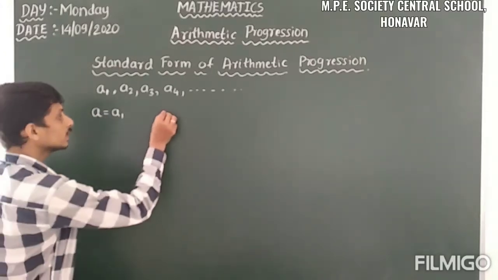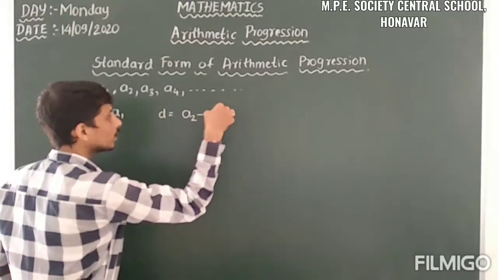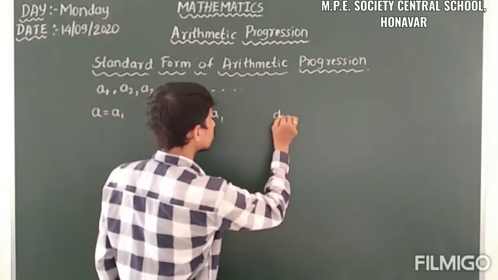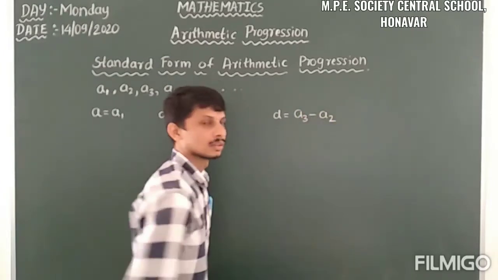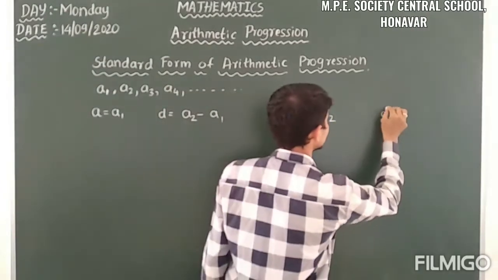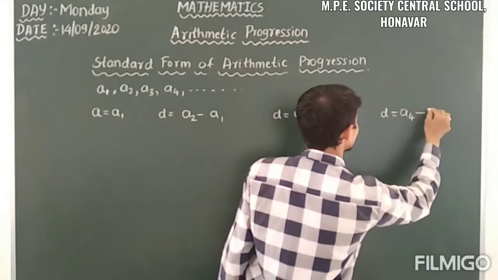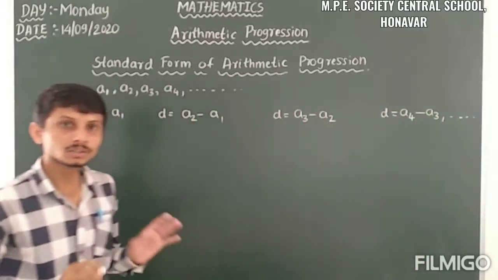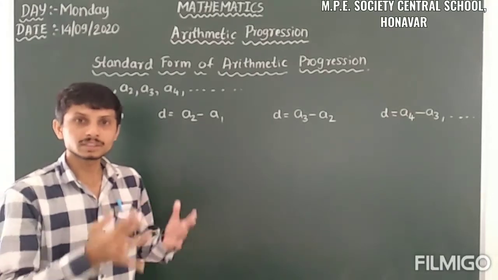Then what is D here? D is equal to A2 minus A1. Likewise D is equal to A3 minus A2. Then the next one is D is equal to A4 minus A3. Likewise it continues. Here we have to convert it into the standard form.